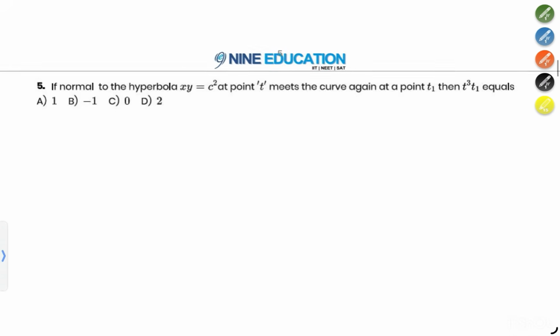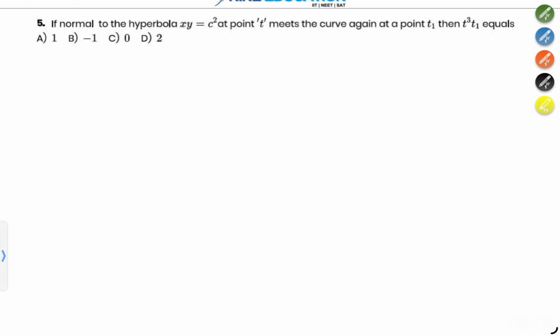Now let us move to question number 5. Here they have given that the normal to the hyperbola xy equal to c square at a point t meets the curve again at t1. Then we have to find the value of t cube t1. What is the condition? Okay. So to solve this kind of question, we are going to take the equation of normal in parametric form with regard to the hyperbola. So the equation of normal at the point ct comma c by t is y minus c by t equals t square times of x minus ct that we will get.